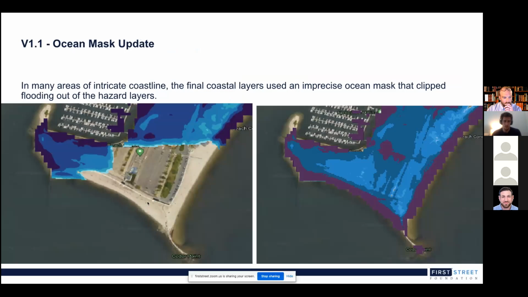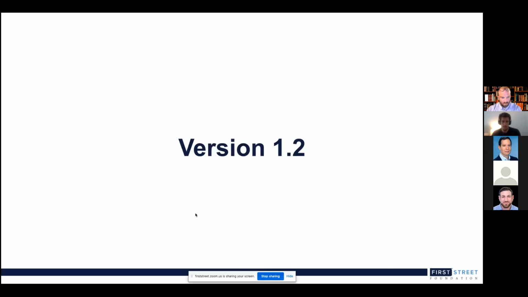Also, another thing that happened, we identified there were certain areas where the ocean layer that we used was a little bit imprecise at some peninsulas and things like that, sticking far out into the ocean or major bodies of water. So we cleaned that up pretty quickly and got that updated in version 1.1.